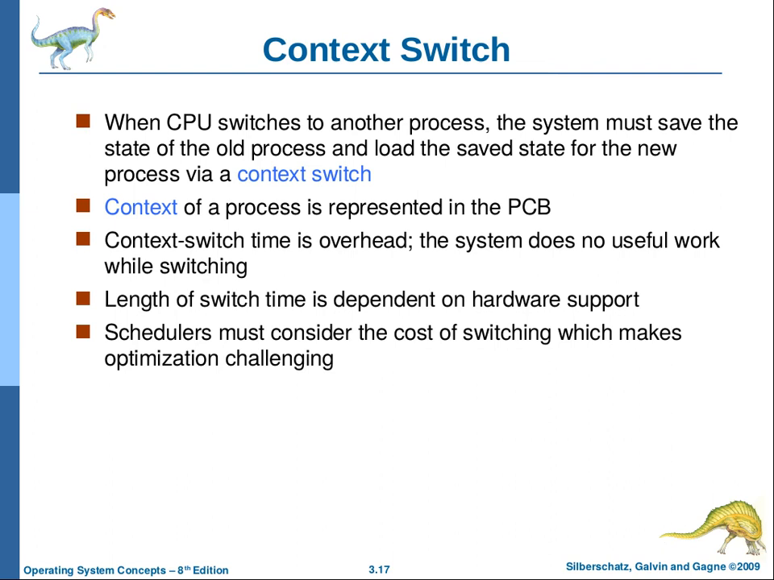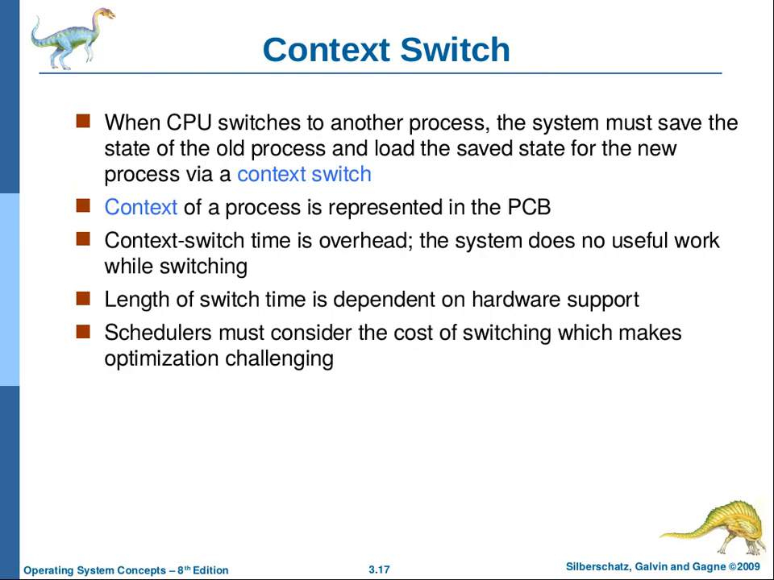Okay, context switch. This is when you jump from one process to another. So it's switching between one process and another. It's represented by the process control block. Context switch time is overhead. The system does no useful work while switching. When you change from one process to another, the CPU has accomplished essentially nothing except for being able to now run a different program. The length of the switch time is dependent on your hardware support. Schedulers must consider the cost when actually scheduling. You want to minimize switching as much as possible, and you want to make switching as cheap as possible.